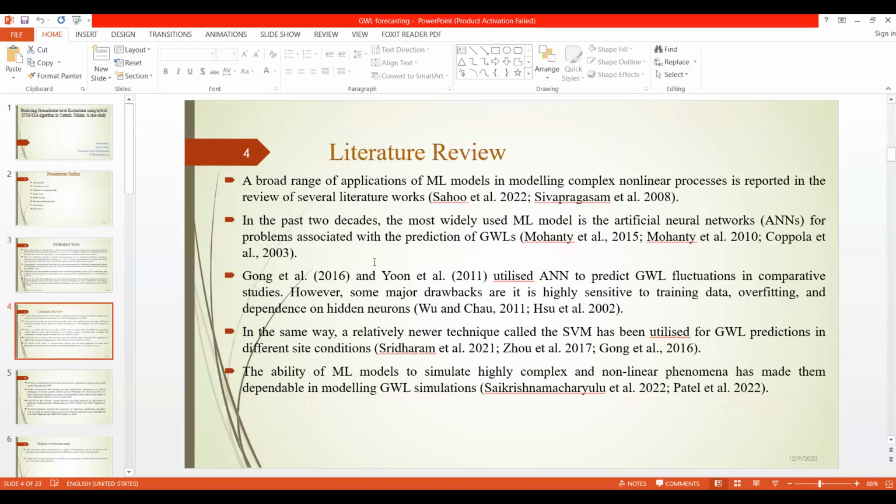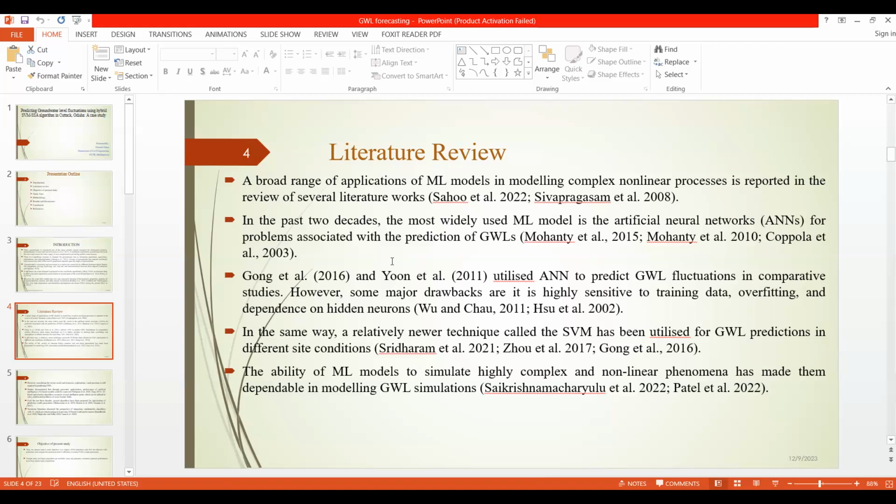Now, coming to the literature review, there have been a lot of studies related to prediction of groundwater level. They have used neural networks, support vector machines, adaptive neuro fuzzy inference system, ANFIS, and so on. And in the latest trends, researchers are using LSTM, a deep learning model. But we know that these conventional models have a lot of problems in optimization. Sometimes they fall into local minima, and their computational time is also very high.